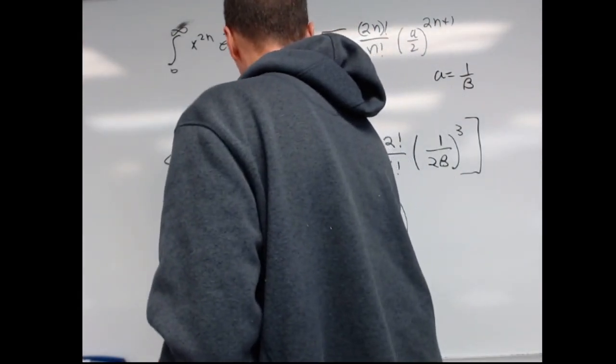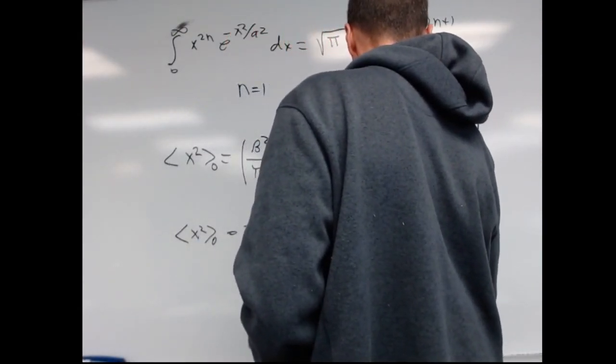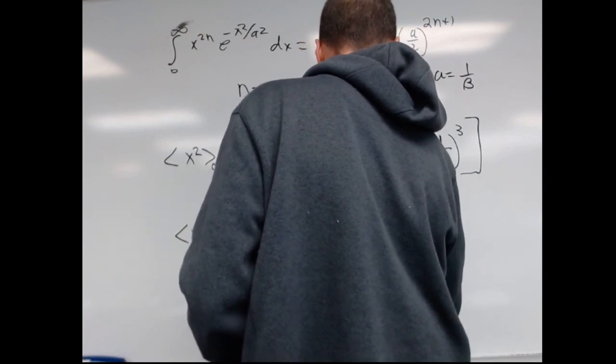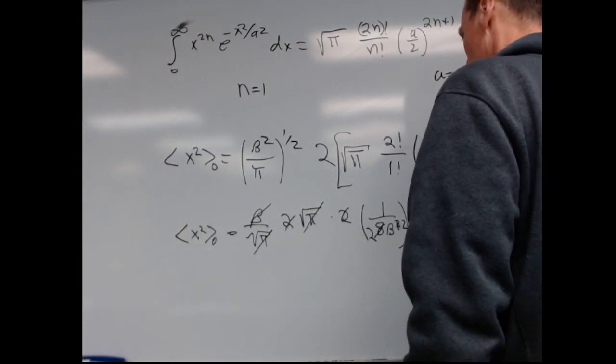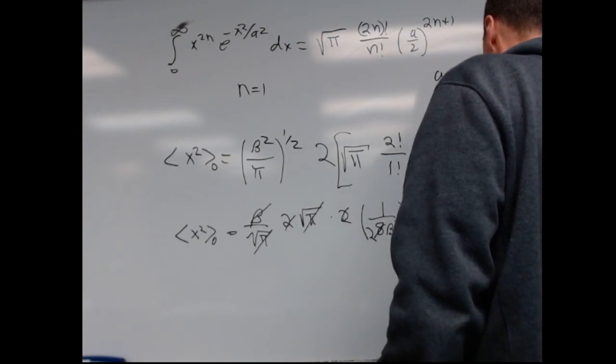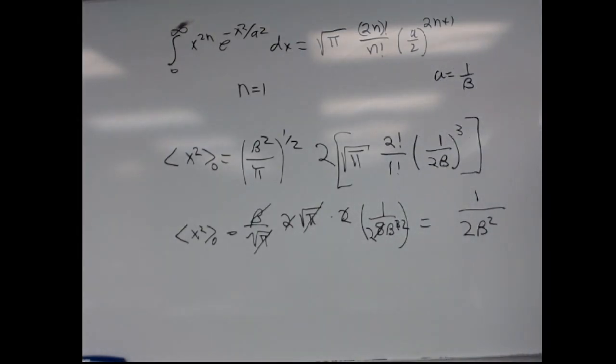These guys cancel, that cancels with one of those to make that a 2, and that cancels with 2 of those to make it 2. So what do I get? I get 1 over, is it 2 beta squared? And so if I use my beta, it's 1/2 h bar over m omega naught.